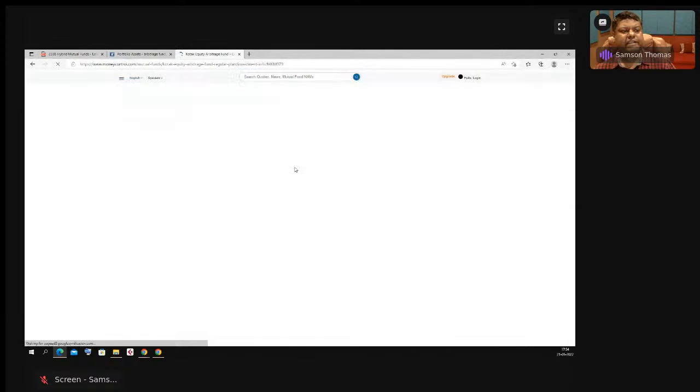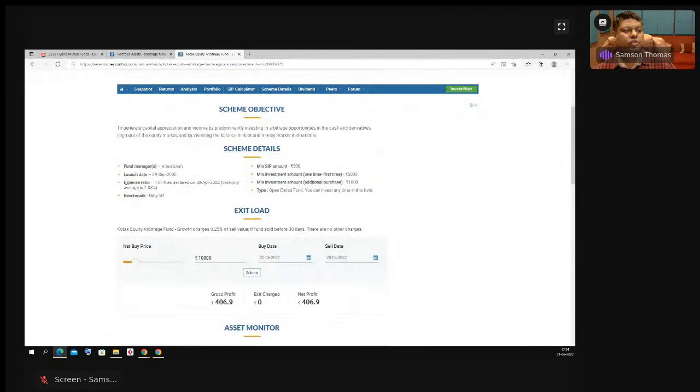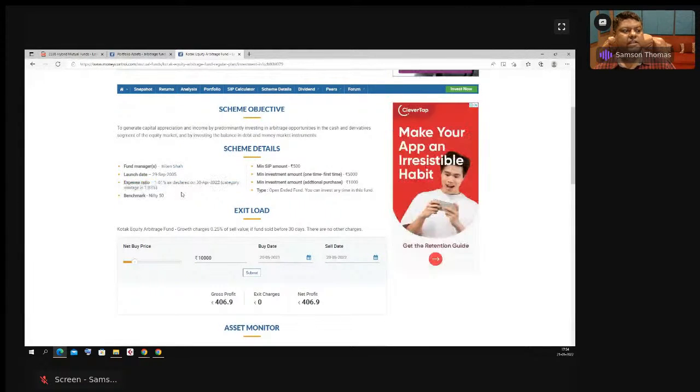Look at the scheme details. What is the exit load, if there is any? What is the expense ratio? And who is the fund manager? How long has he been managing this fund? You can look at the past performance and see how he has been managing this fund. Those are some of the micro details that you can look at before you decide whether to invest in that fund or not, right?